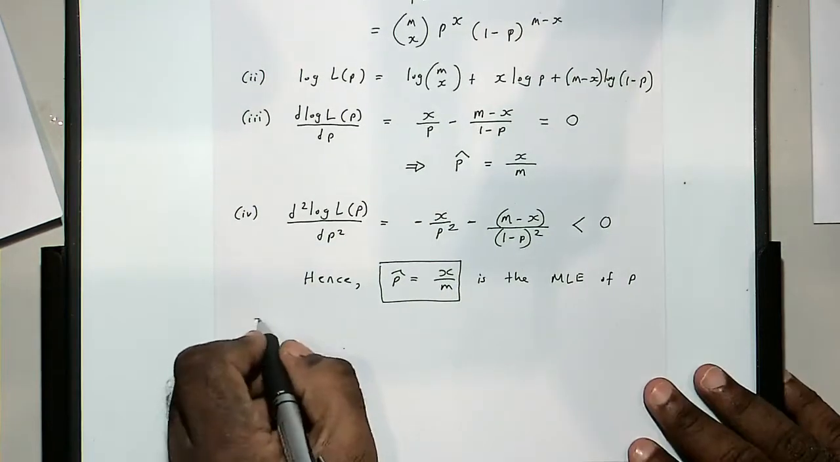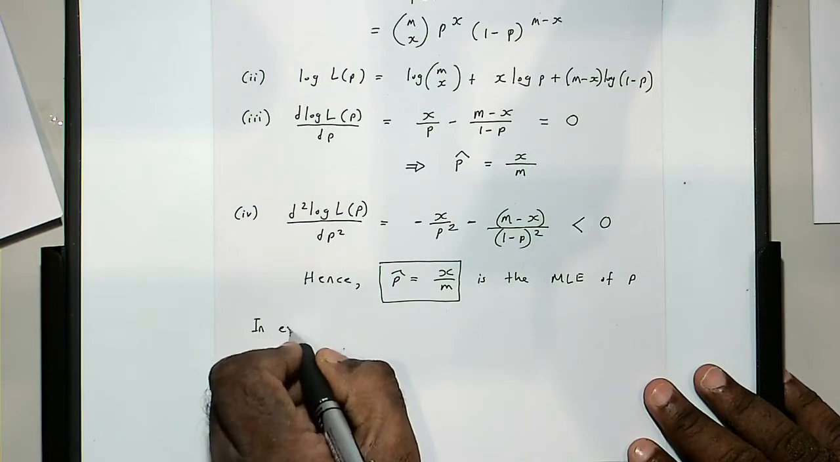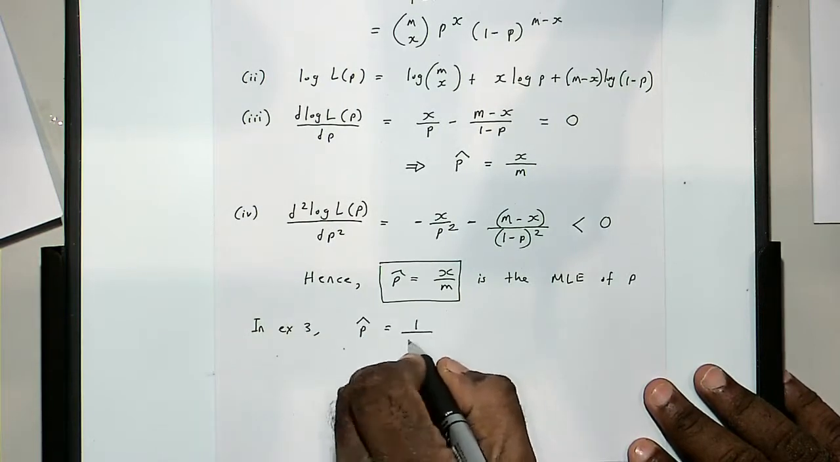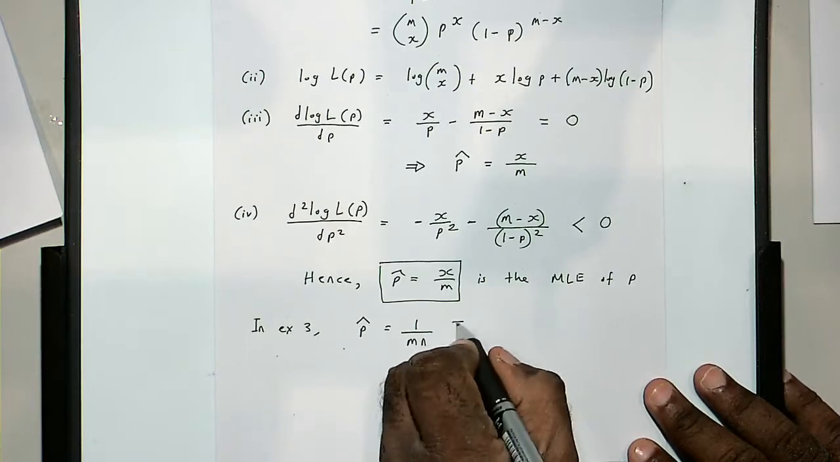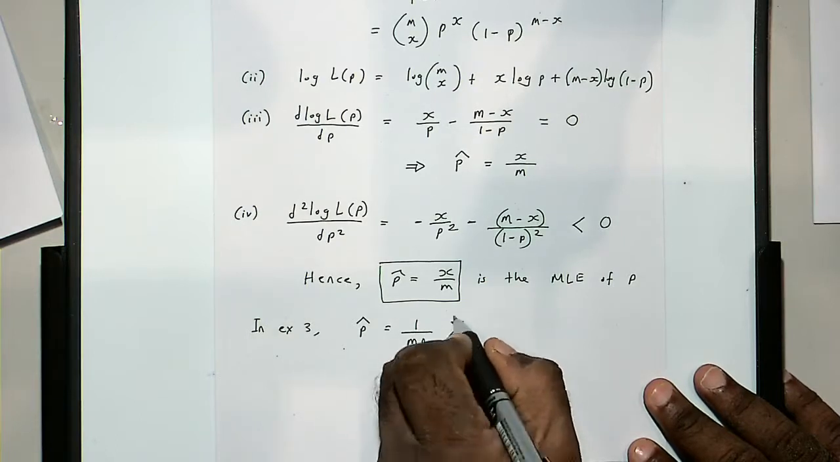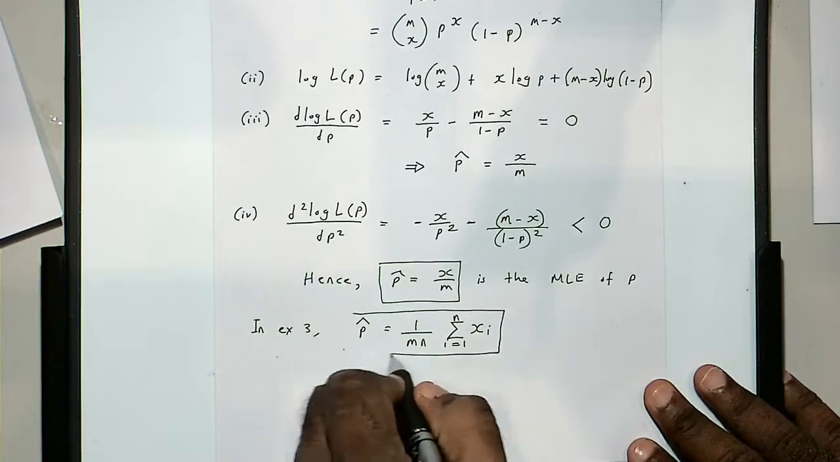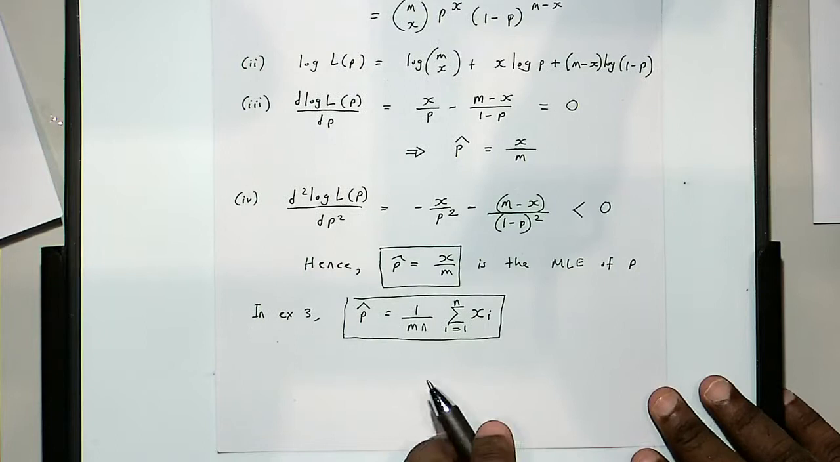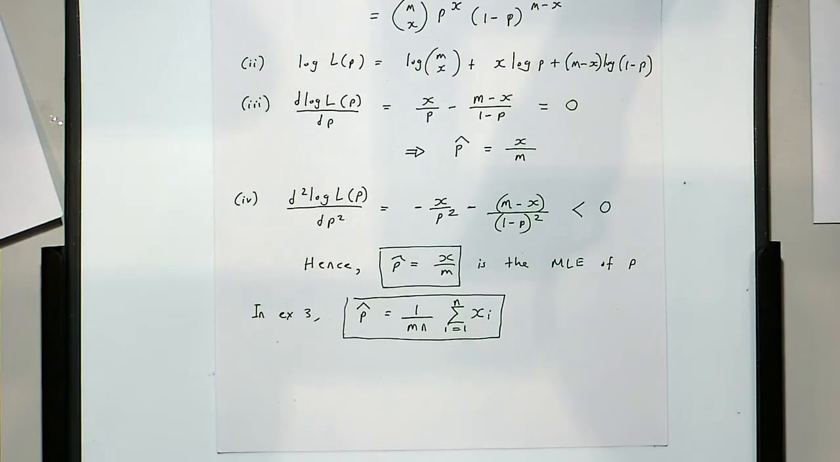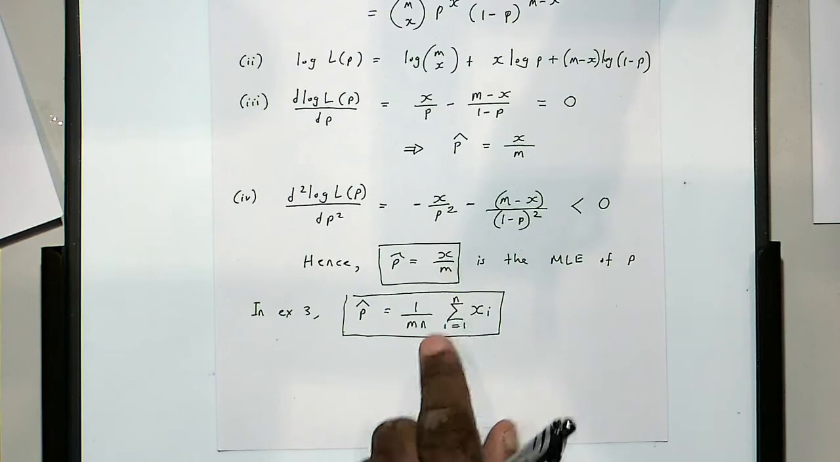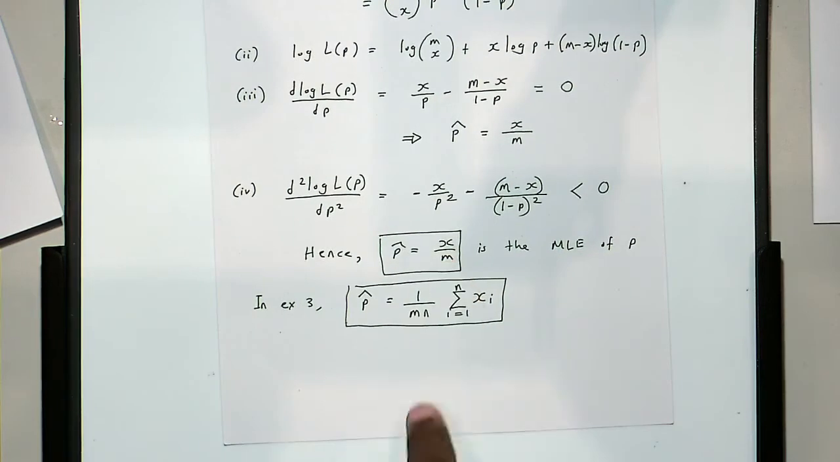let me write down, in example 3, the MLE was this. This was the MLE in example 3, because in example 3 we had n data points, not just one. So if you put n equal to 1 into this formula, it will reduce to this, as it should. The n equal to 1 gives you this formula back. Okay.